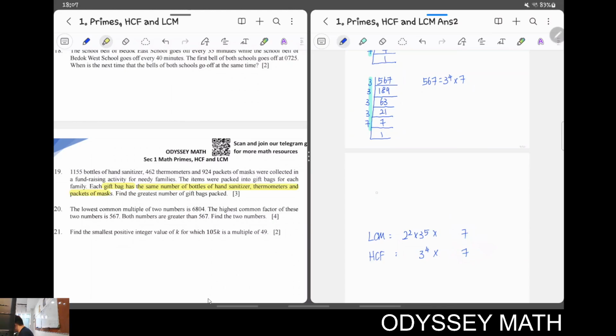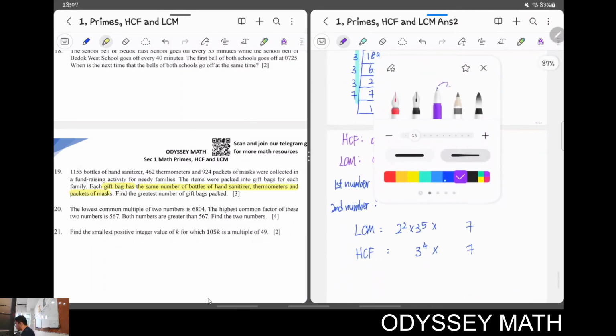So now, first number, second number. We need to work backwards. Let me recall what we're going to do here. For HCF, remember, common base, take lowest. For LCM, all the bases, take highest.